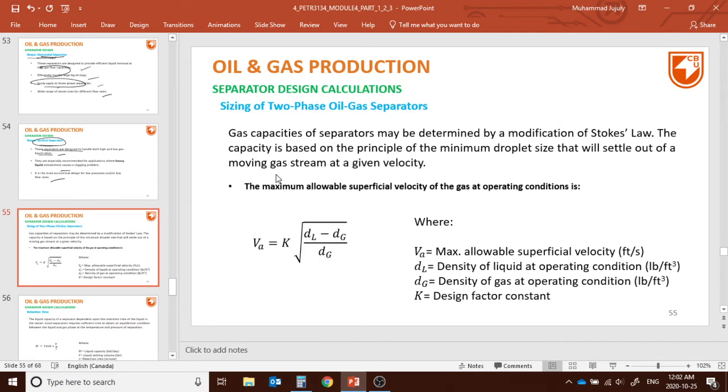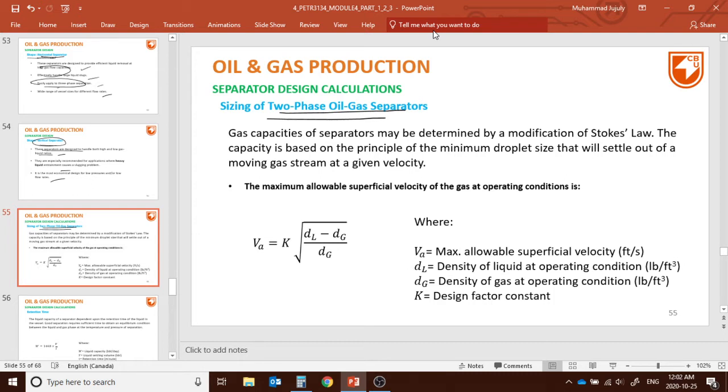Design calculation: sizing of a two-phase oil gas separator. Let's assume we have two-phase, because three-phase would be way more complicated. That's why we just choose two-phase in this case. So, the sizing of a two-phase oil gas separator, how can we size that?